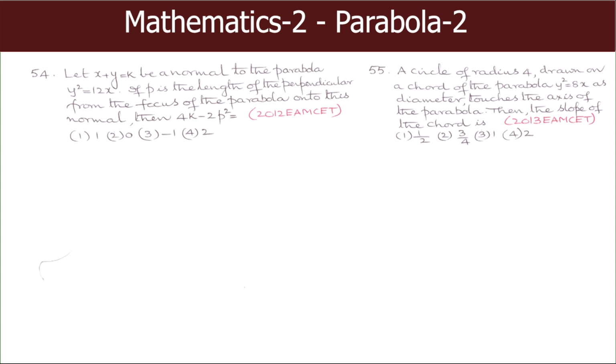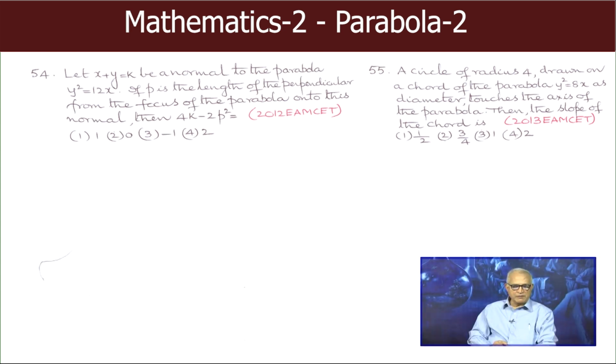The line x plus y equal to k is a normal to the parabola y square equal to 12x. If p is the length of the perpendicular from the focus of the parabola onto this normal, then what is the value of 4k minus 2p square?